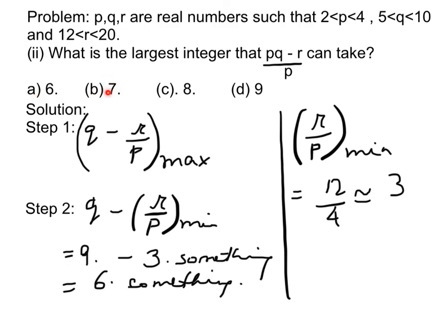We cannot take 7 here because of the largest integer that this can take. If you take 7, this value will change. Therefore, the answer has to be 6. For 6.99, the integer value is 6.